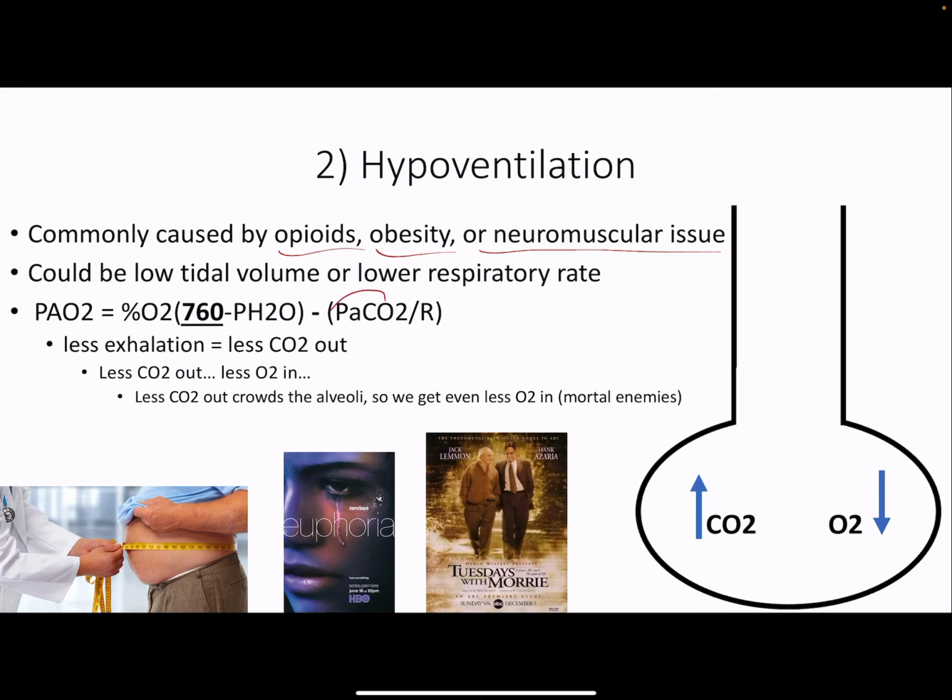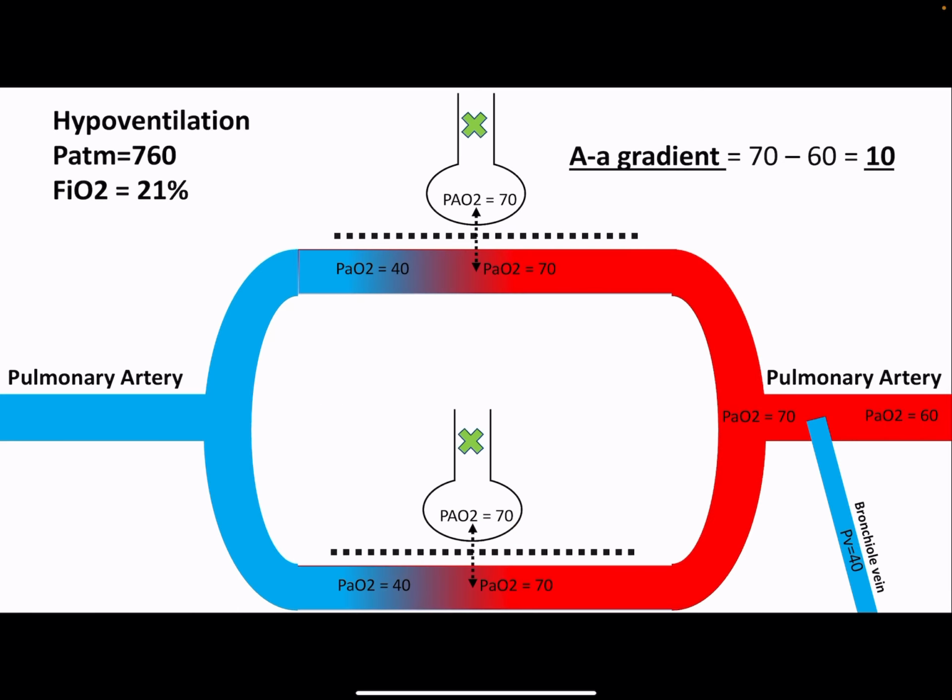But again, think that if you're not breathing, you're also not getting a lot of CO2 out. Not a lot of CO2 going out, and remember they're mortal enemies, means that less oxygen will come in. It's crowding the alveoli. So again, weight, drugs, and something like ALS. And this is pretty much the exact same picture. 70, why? Because maybe the CO2 is up because we're not getting enough out, or we're just not bringing enough oxygen in, period. But it's equilibrating fine.